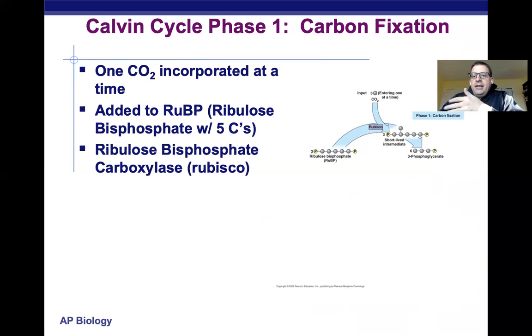The enzyme that fixes or attaches the CO2 onto the RuBP is called Rubisco, which is short for ribulose bisphosphate carboxylase. Ribulose bisphosphate carboxylase is not a name you need to remember. Rubisco is. Rubisco is the most abundant enzyme and therefore the most abundant protein on the planet.